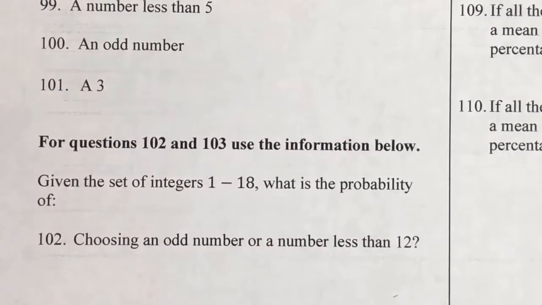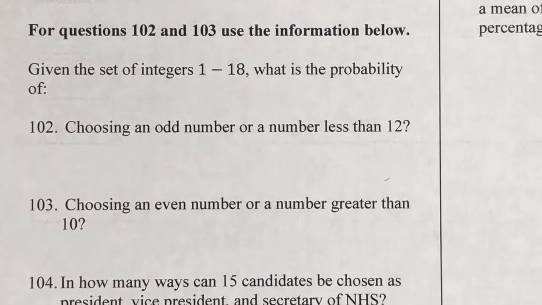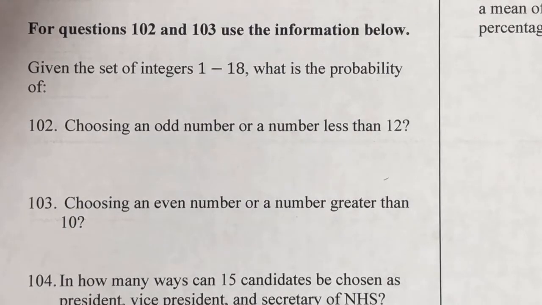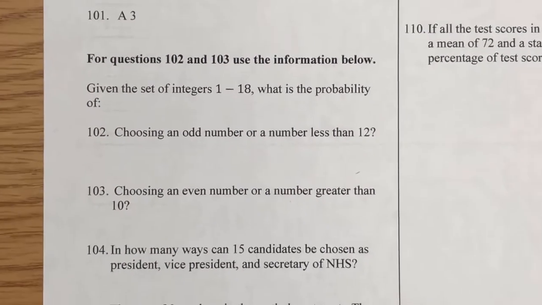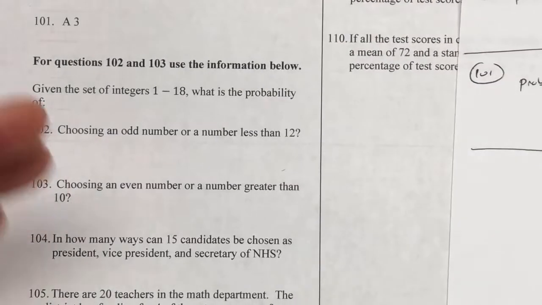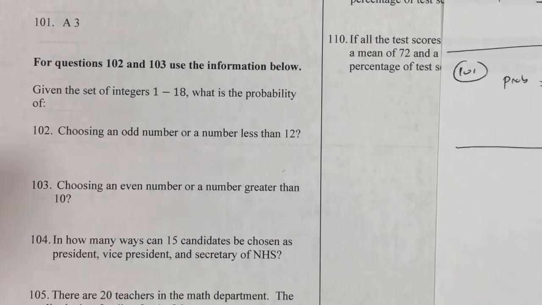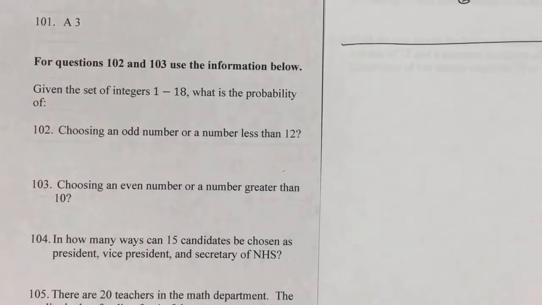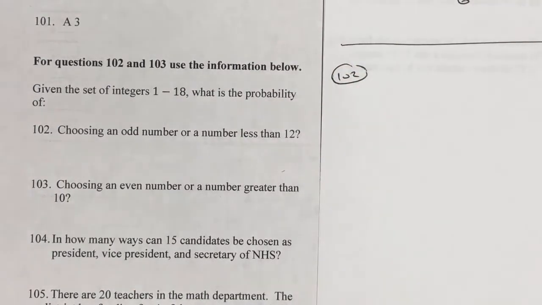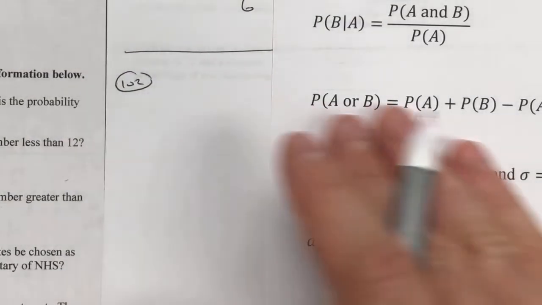Okay. So for the next set of questions, we have questions 102 and 103. We're going to use the information below. Given the set of integers 1 through 18, what is the probability of choosing an odd number or a number less than 12? Okay. So now with this, we could count which odd numbers are also less than 12, or we could look at this as a combination of other probabilities. So 102, we have 2 different ways to do this. And I think the way that this is designed to be done is to use the examples that we have.